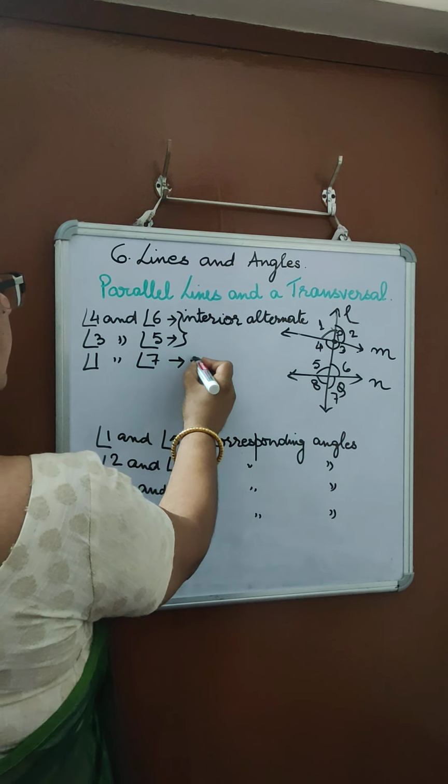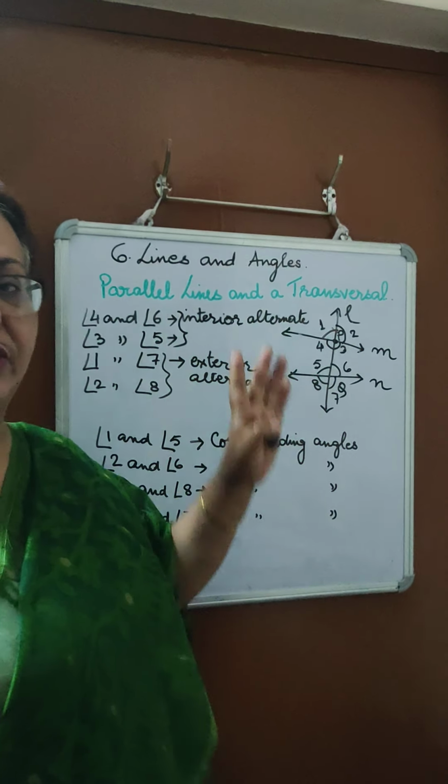Clear, children? So we have corresponding angles, we have interior and exterior alternate angles. Interior alternate angles are generally called alternate angles. So whenever we say alternate angles, it means interior alternate angles.